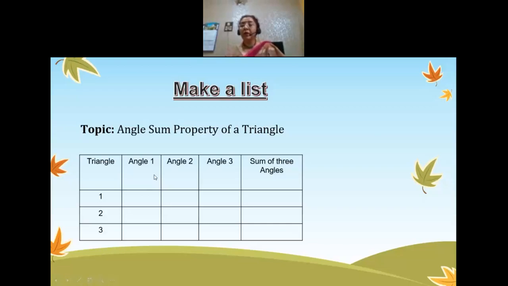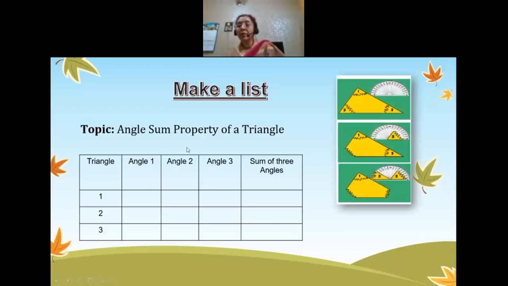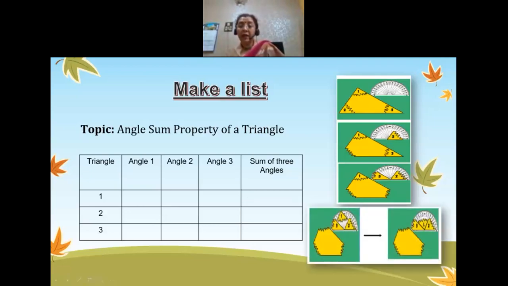Now ask them to cut one corner and place it on the protractor, cut the other corner and place it on the other part of the protractor, and the third angle left, cut that one and place it here. What do you observe? The children will see that yes, these are exactly matching, it is becoming 180 degrees. So they will discover the knowledge by touching and feeling that yes, this is 180 degrees. This is by the method of make a list.